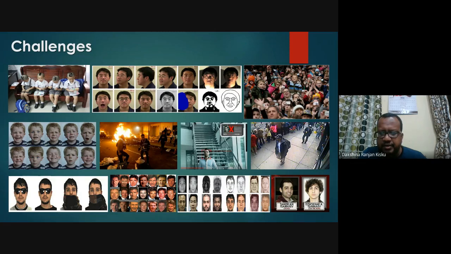Across the different modalities of face images, whenever we have face images obtained from different modalities, that becomes a challenge for a face recognition system. Mainly, the traditional face recognition system cannot handle these challenges. Therefore, we need some special kind of face recognition system that deals with the different modalities of face images obtained from different situations or different environments.